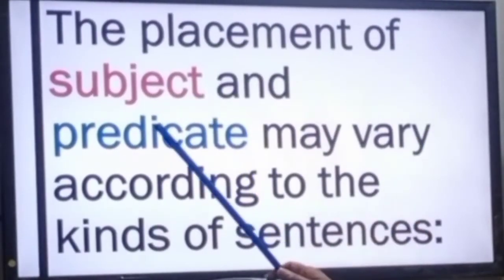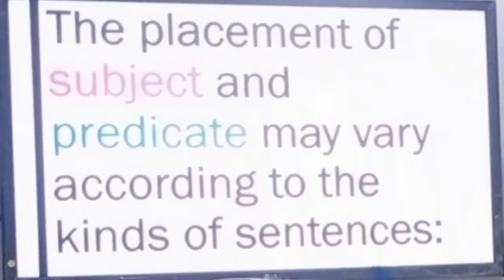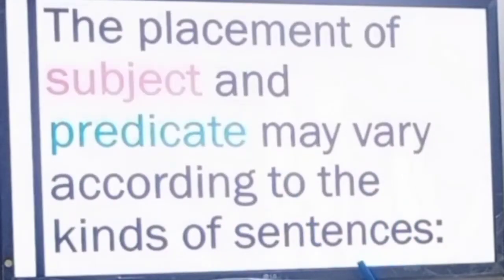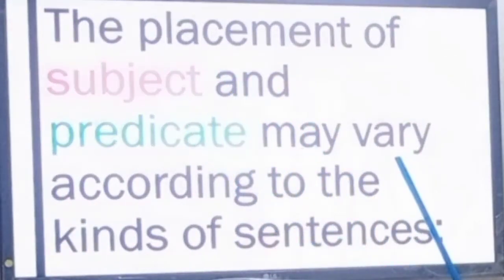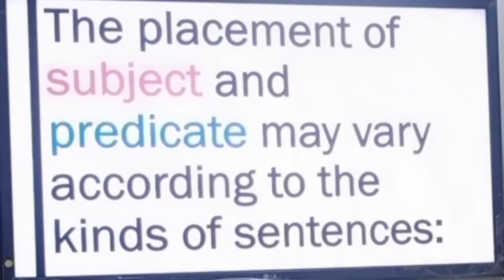The placement of subject and predicate may vary according to the kinds of sentences. So children, you know that there are 4 kinds of sentences. So according to the kinds of sentences, the placement of subject may vary, right?